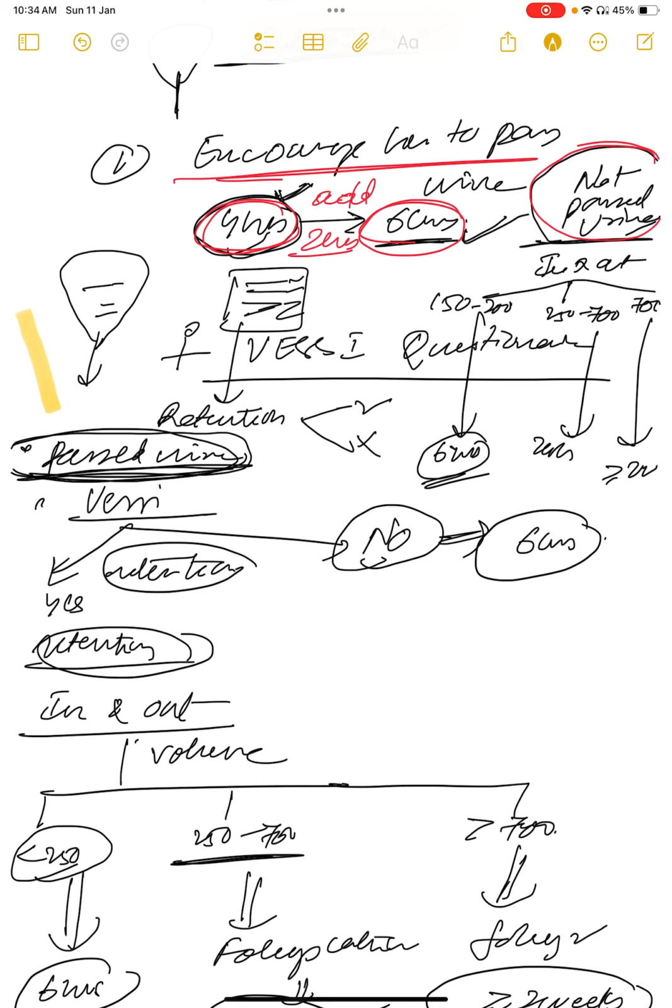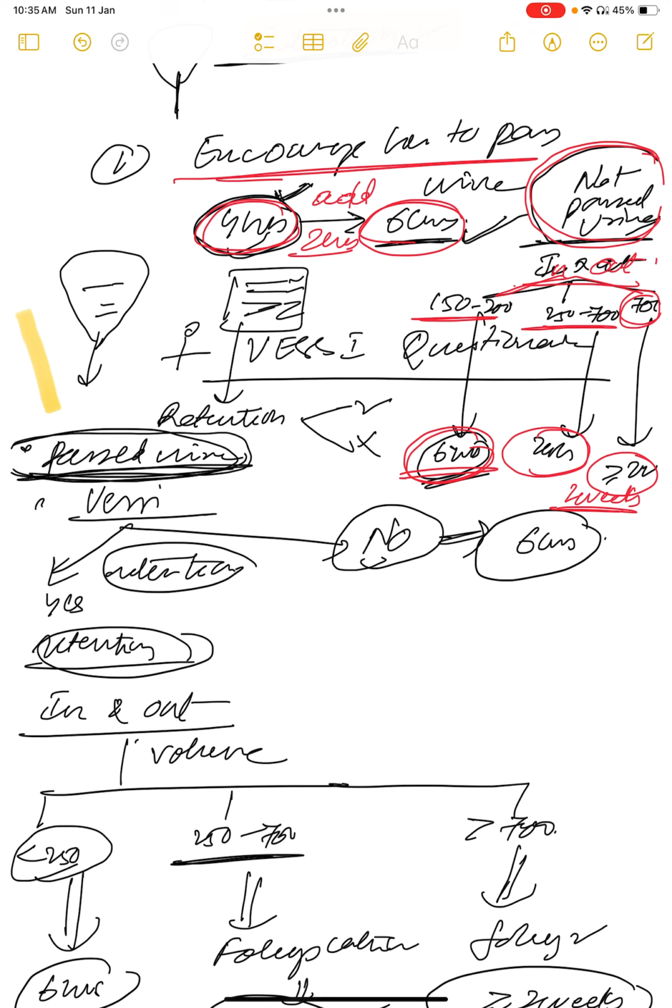If she's not able to pass, then you'll go for in and out catheter. In and out catheter, if you have 700 ml of urine, then you'll keep the catheter for at least 2 weeks. If in and out there is 250 to 700 ml, then you'll keep the catheter for 24 hours. If in and out is only 150 to 200, then you'll encourage her to pass urine after 6 hours.